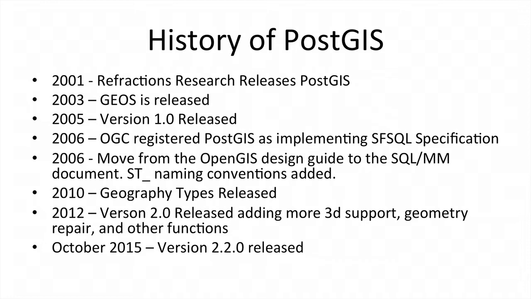Later on, we have geometries, and then we also have a geography type. And that's important because it allows you to convert into world units that we're used to, like meters. And then eventually in 2012, version 2.0 was released, and just in October 2015, version 2.2 was released.